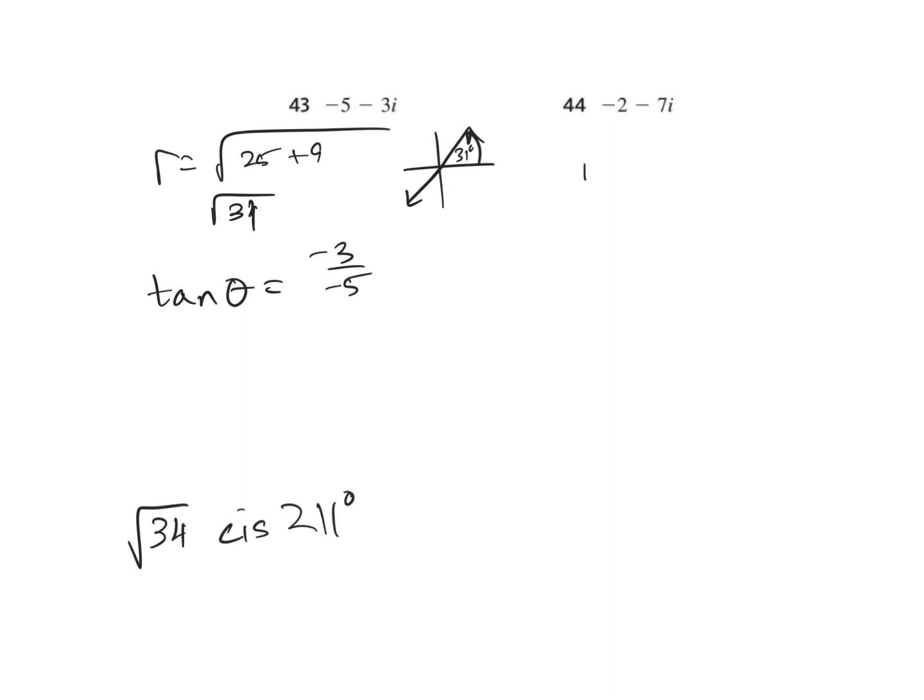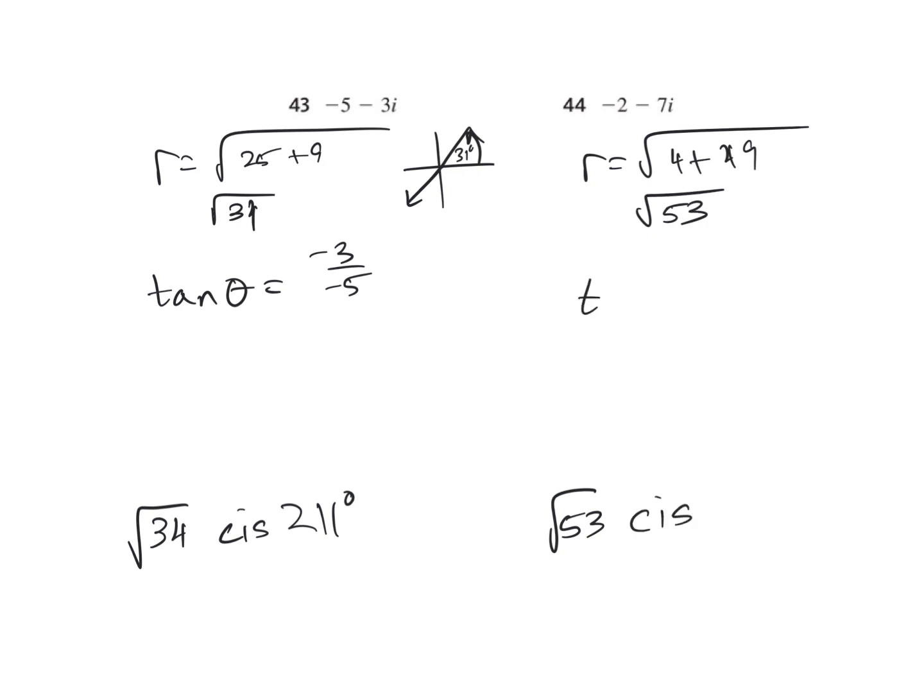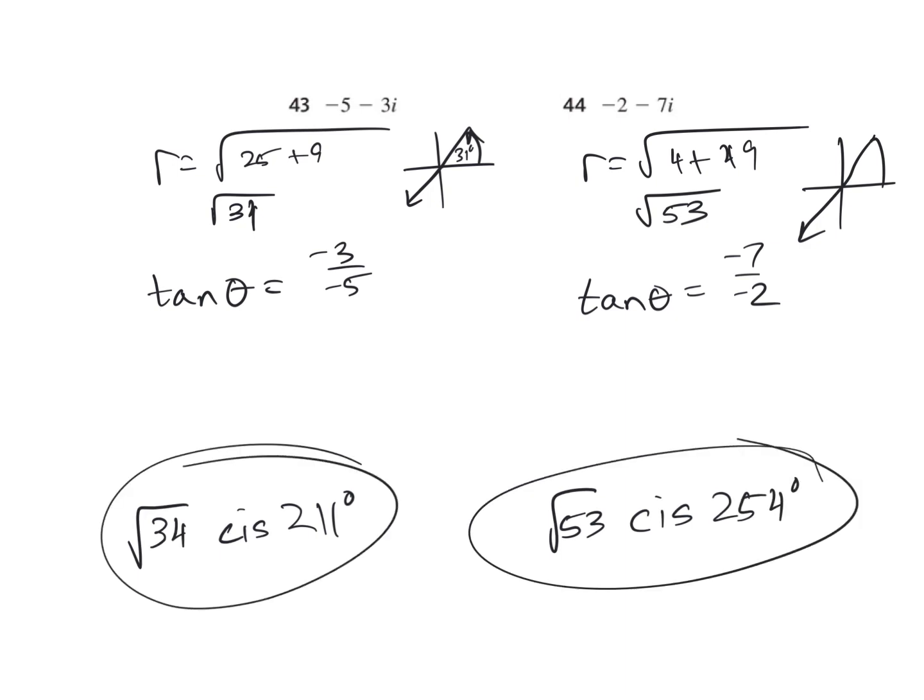All right, 44. 4 plus 49 is the square root of 53. And this is the arctangent of -7 over -2. So arctangent of 7 divided by 2 is 74 degrees. So add 180 to it. Again, 74 degrees is up here, but we're in the third quadrant, 180 degrees the other way. So 254 degrees. So those are your two answers you need for those two.